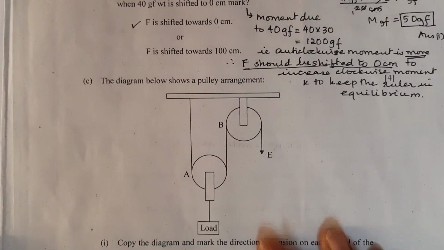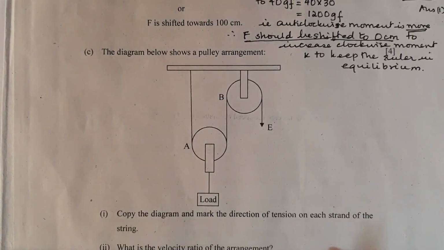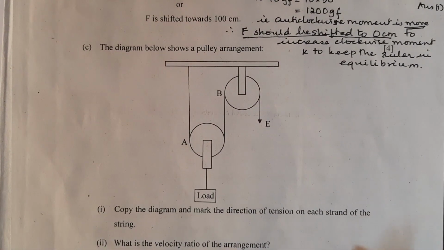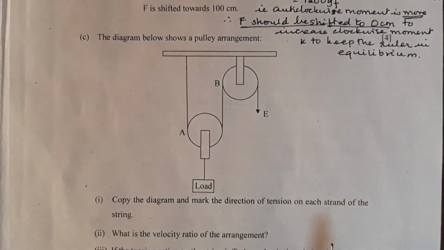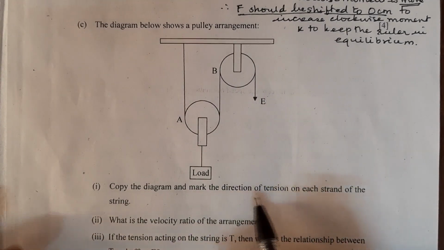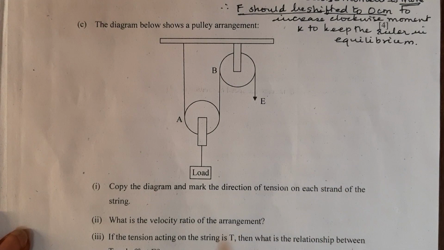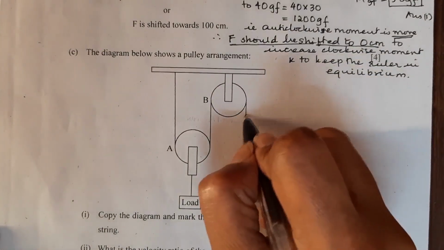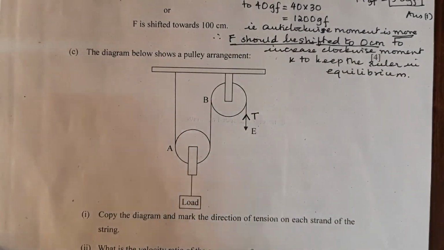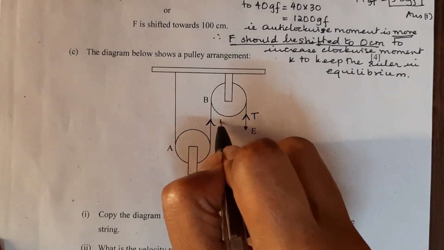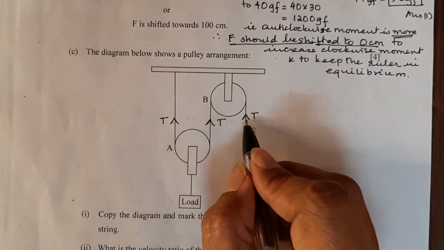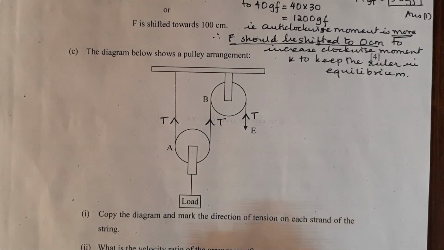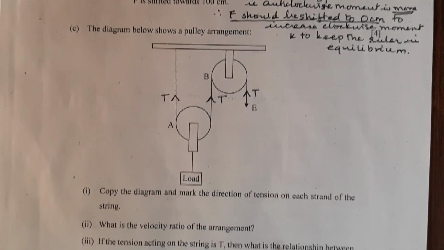Let us come to question 5C. It's again a diagram. The diagram shows a pulley arrangement. So you can see pulley A and pulley B. This is the load and this is the effort. Copy the diagram and mark the direction of the tension in each strand of the string. Now here, this T will be the same as E. This one also will be tension, and this also will be tension. All three tensions will be the same. So that answers our first part.